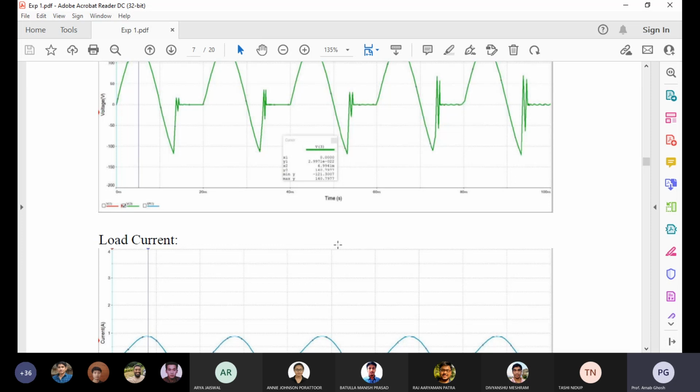For load current, no need to do the calculations; only the measured load current is sufficient.